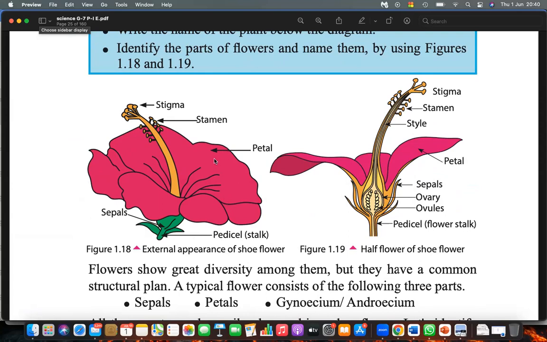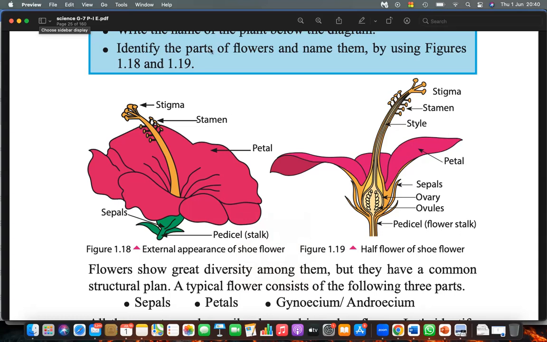And petals are basically colorful. Why are petals colorful? You know, flowers are beautiful, right? Why are these flowers beautiful? What's the reason? Why are flowers colorful? To attract. To attract whom? To attract us?